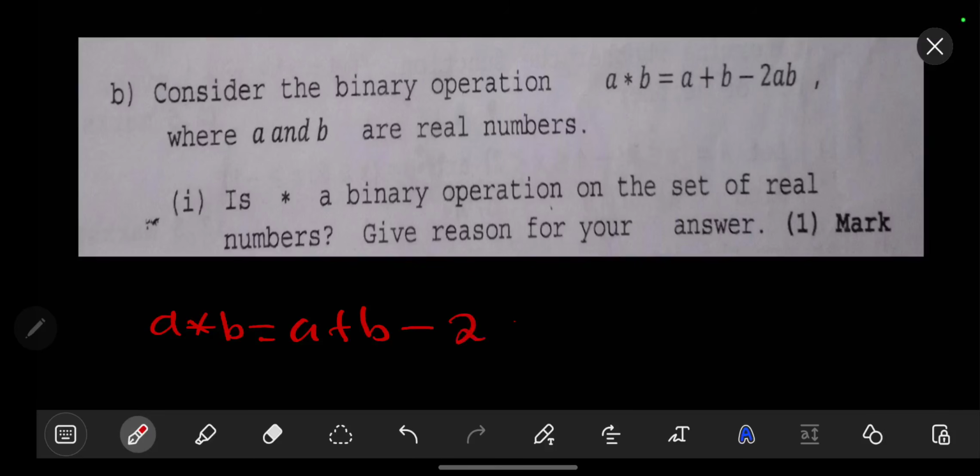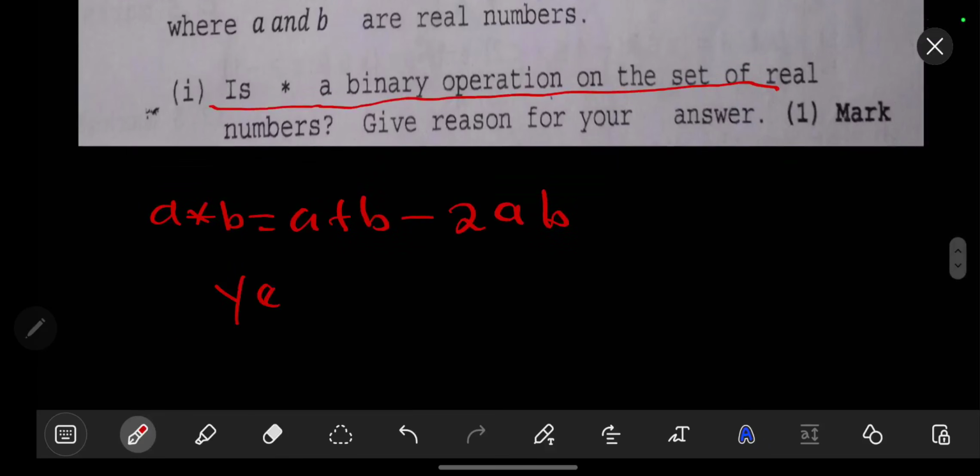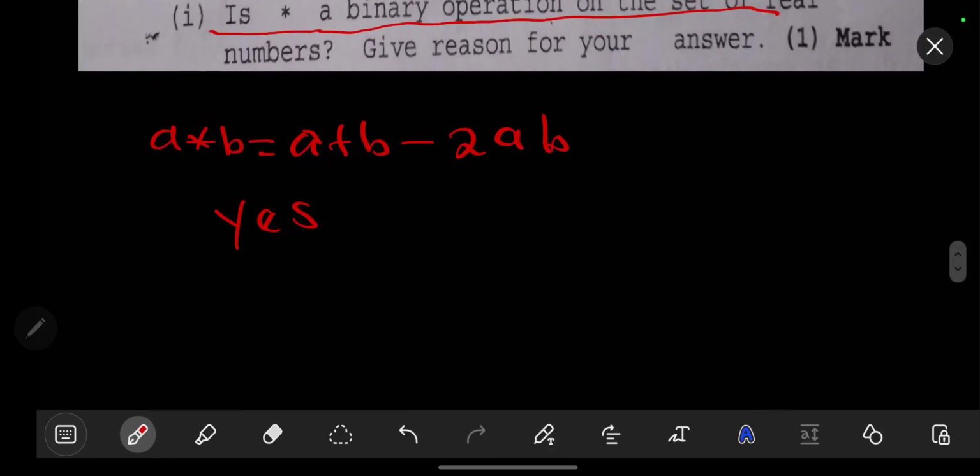Then we have minus 2ab, like that. Then the first part is saying, is star a binary operation on the set of real numbers? Give a reason for your answer. So for this one, the answer is yes. Why yes? Because for whatever values you are going to use for a and b, the result shall be a real number.